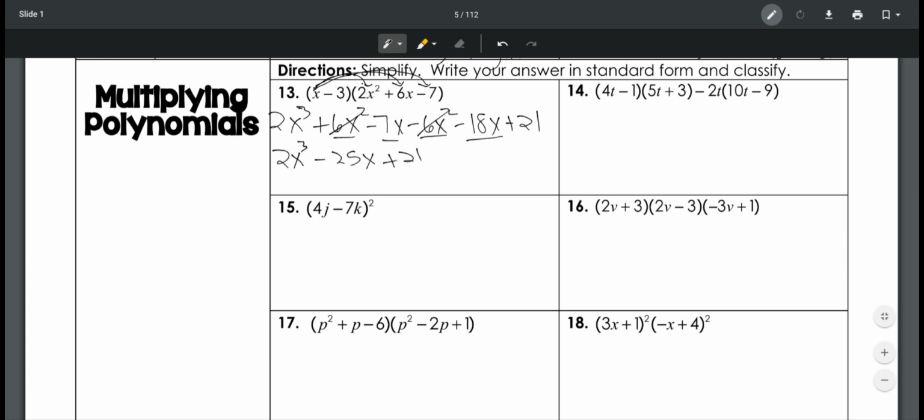Now, this also says make sure you write your answer in standard form, and it is because our exponents are descending. They are counting down, and the last term is the constant. It also says to classify. So this is cubic because the degree is a 3. The biggest exponent is a 3. And it is a trinomial because we have 3 terms.